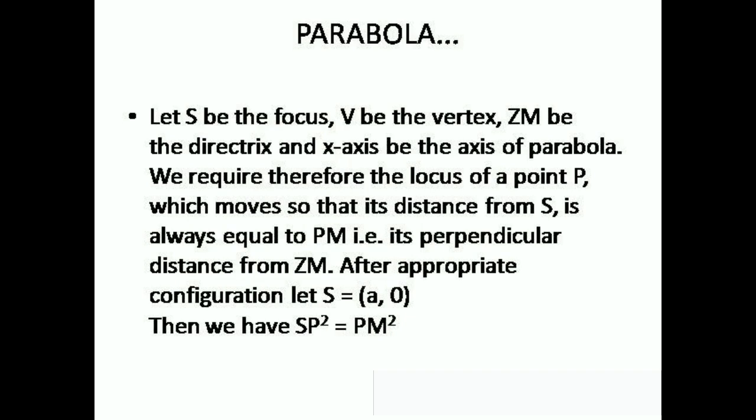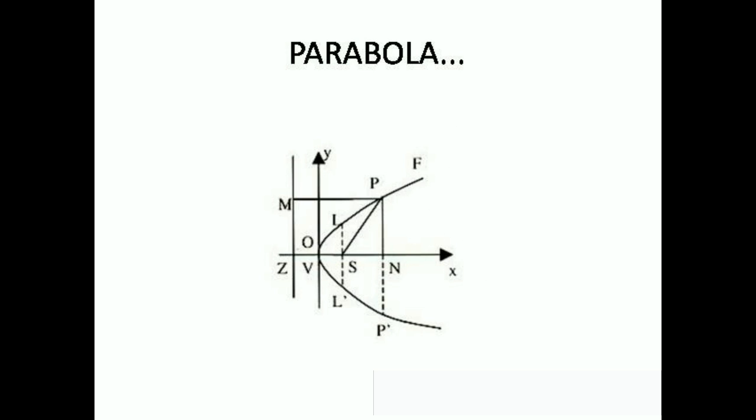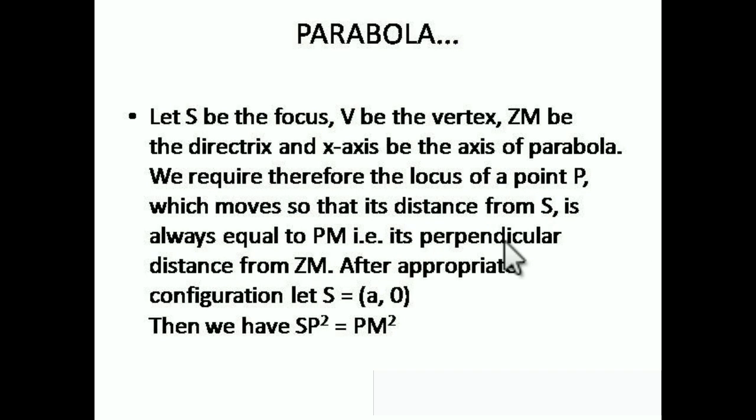As we know, S is the focus, V is the vertex, ZM is the directrix and the x-axis is the axis of the parabola. This is a very basic thing, we all know it, but I am still going to cover it. P is a point which moves so that its distance from S is always equal to PM, the perpendicular distance from the directrix. Let the coordinate of S be (a, 0) because it is on the x-axis. So SP equals PM, that means SP square equals PM square.